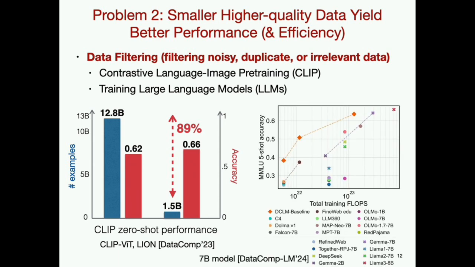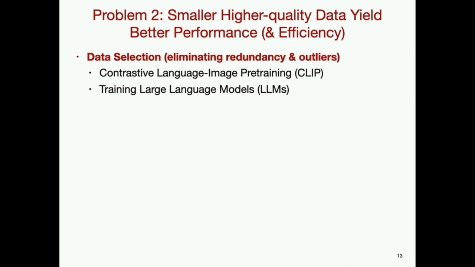Now let's look at training language models. These are recent DataComp language model results. So you see that again, if we improve the quality of the data, we can use 40% less of the data that we train on, and we can improve the performance by almost 6.6%. This is again log scale on the x-axis, so this small arrow translates to a lot. Okay, another way is data selection.